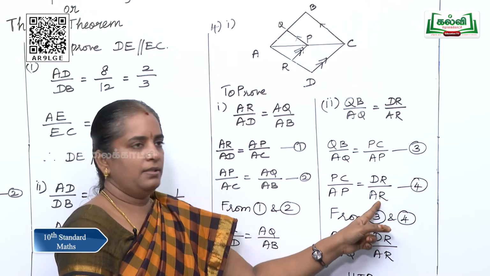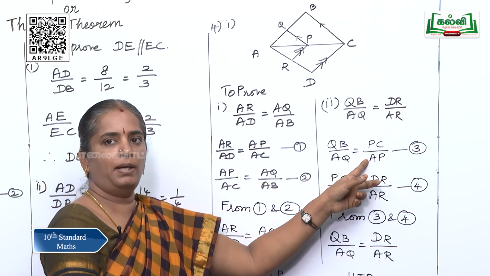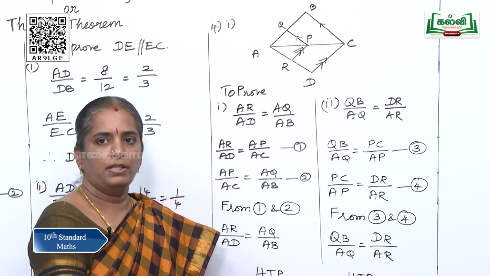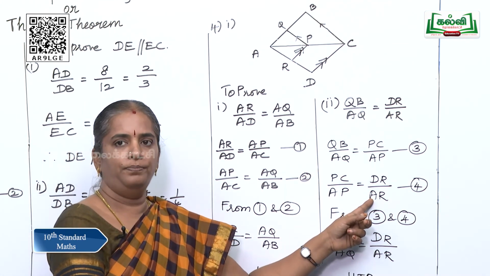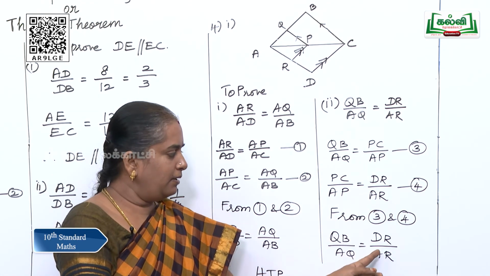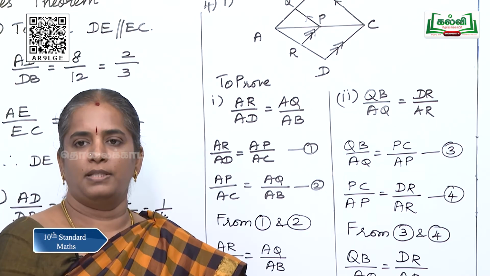Just look at the third and fourth equations. Here we have PC by AP as a common ratio. So, we can equate the other sides as QB by AQ is equal to DR by AR, which is our second result to be proved. So, we have proved the sum.